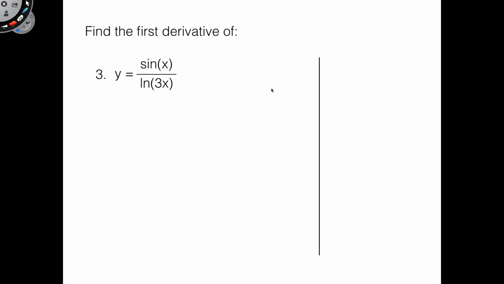So first thing we've got to do is identify what rules we'll be using here. So right off the bat, we should know that this is going to have a quotient rule, right? A quotient rule. How do we know that? Well, that's simply just because we have a fraction over here, and that's usually a really telltale sign that we're going to need to use a quotient rule.